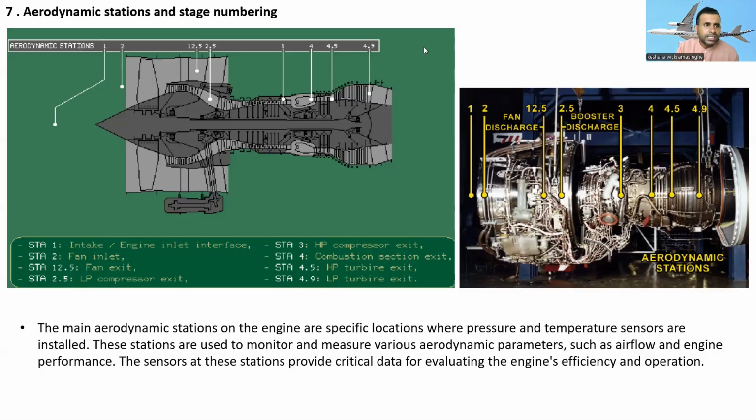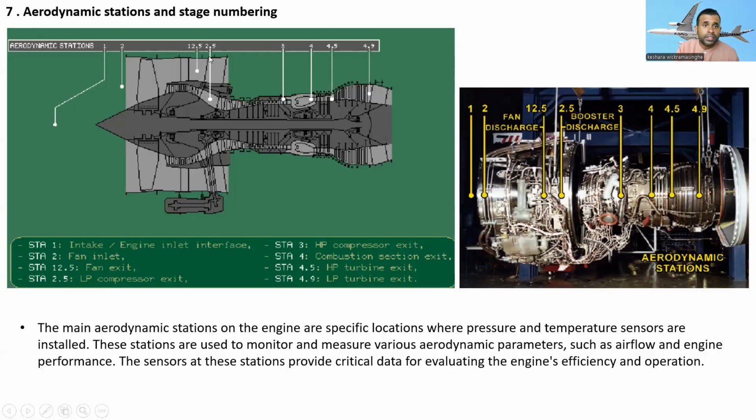You can see the stations. These are the aerodynamic stations: number 1, number 2, 12.5, 2.5, 3, 4, 4.5, 4.9. At station number 1, we can see the intake and engine inlet interface. Station number 2 is the fan inlet. Here is the fan inlet. Station number 12.5 is the fan exit.